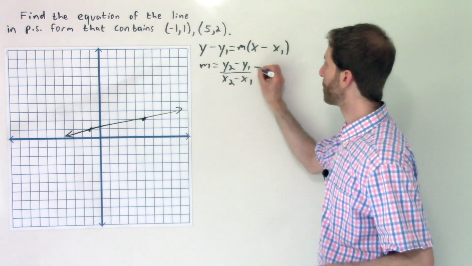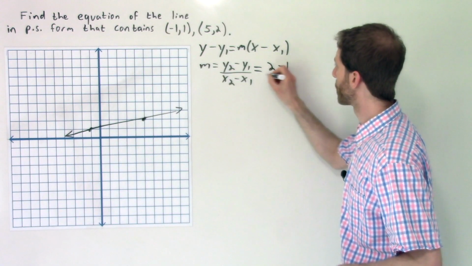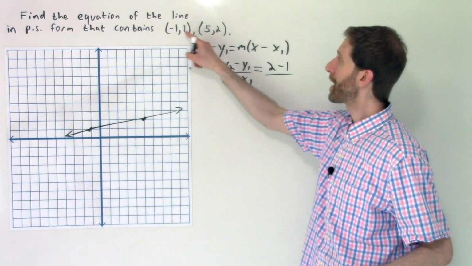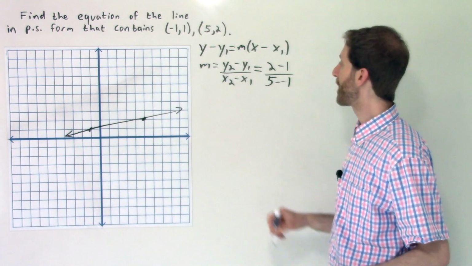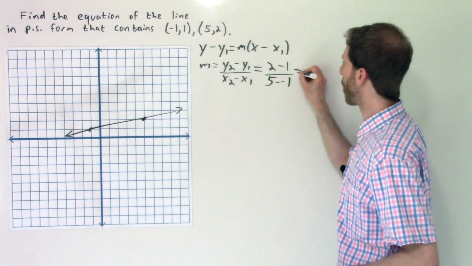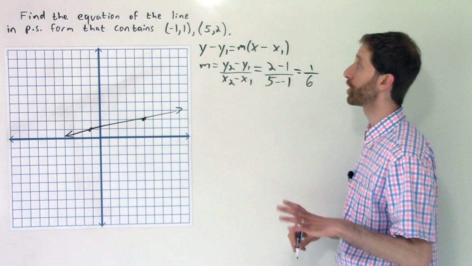So we'll find slope. I'm going to go 2 minus 1 up top there over 5 minus a -1. Nice. And that's going to give us 1 over 6, right? 5 minus a -1 is 6. So now we have our slope.